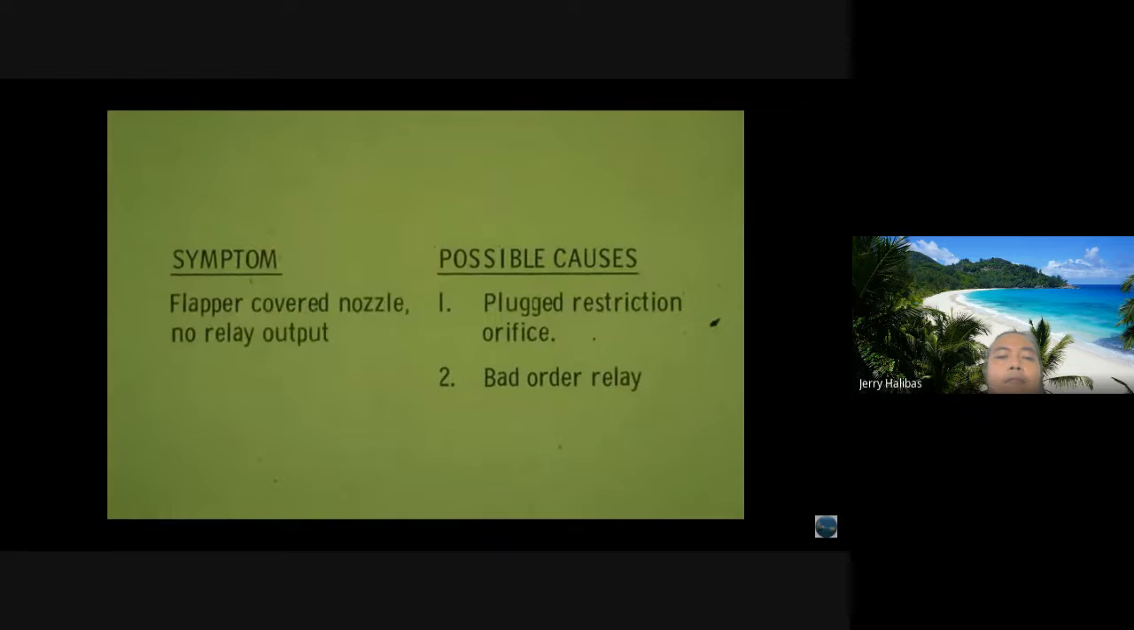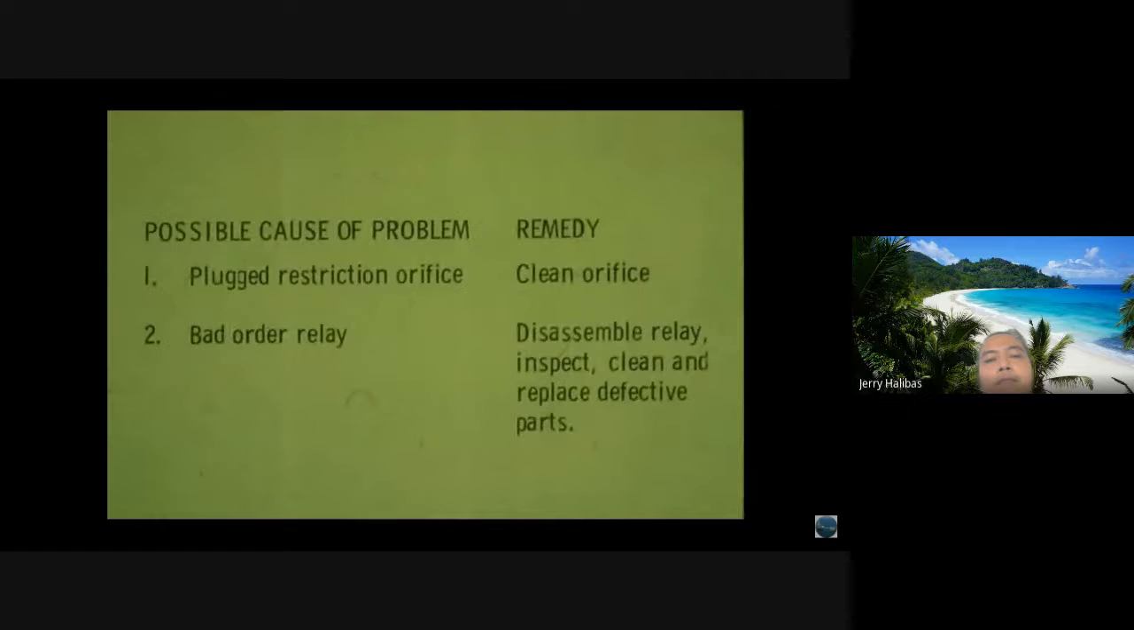We noticed that the flapper was covering the relay, but the relay had no output. And finally, we solved the problem. Cleaning the orifice was the obvious thing to do first. We could have found and corrected the problem by disassembling the relay. But remember, look for the obvious first.